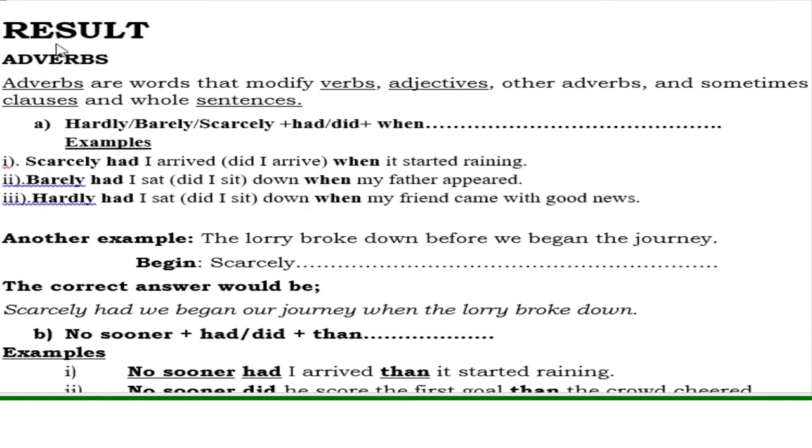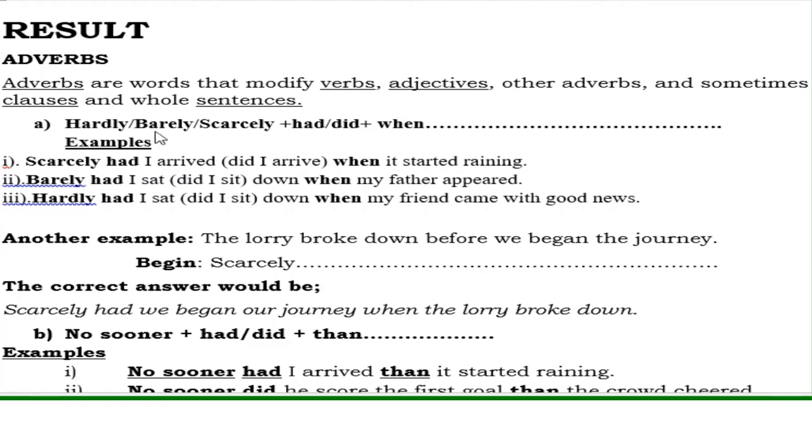Today, I am going to talk about result, the adverbs we use to express results. I'll talk about two categories: the use of hardly, barely, scarcely plus had or did plus when. Then, I'll also talk about the use of no sooner plus had or did plus than in the same sentence. So, let's go to the first category.